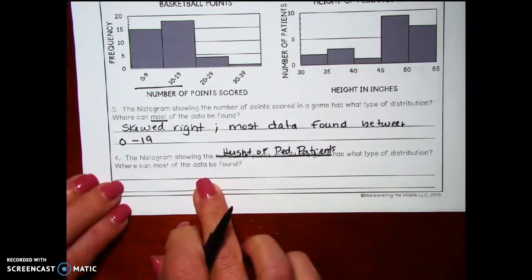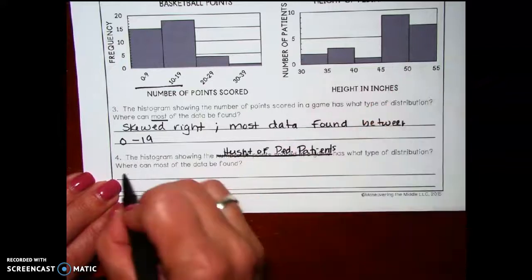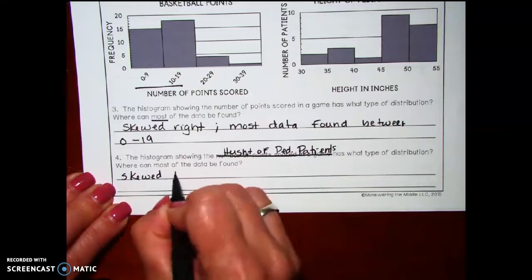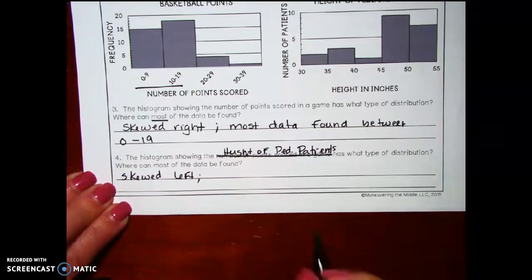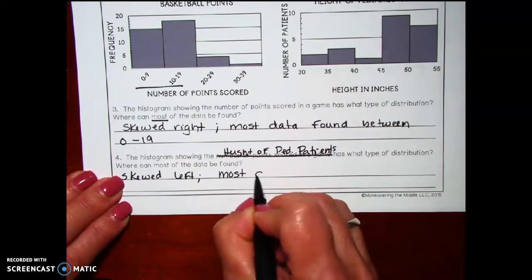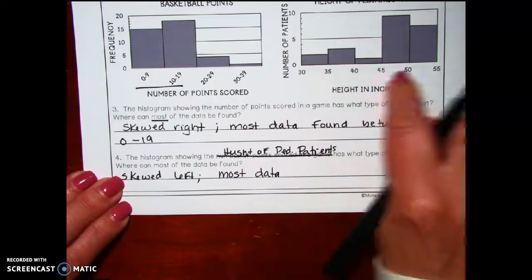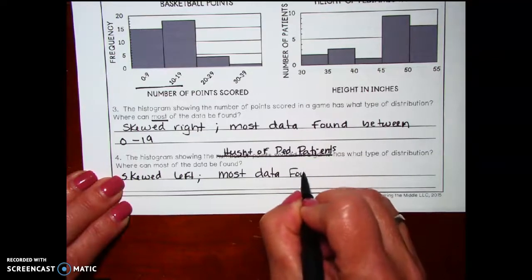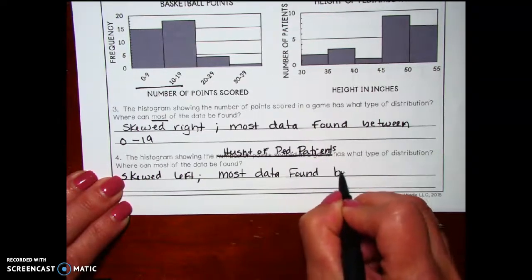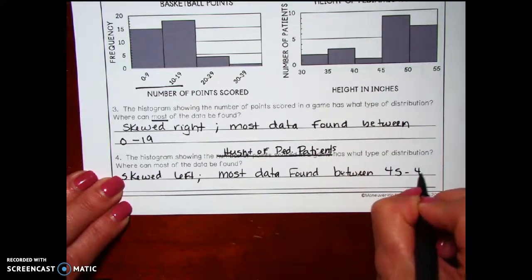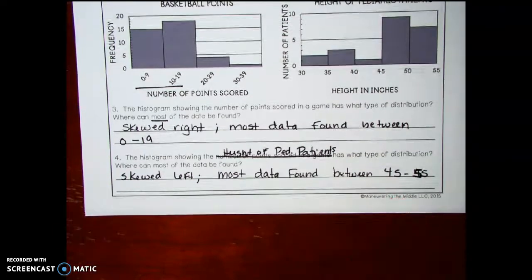So, where can most of this data be found? Well, this data is skewed left because most of the data is on the right. And most of the data found between 45 and 55. Most data found between 45 and 55, oops, 55, I said 45. And that is how we would analyze graphs.